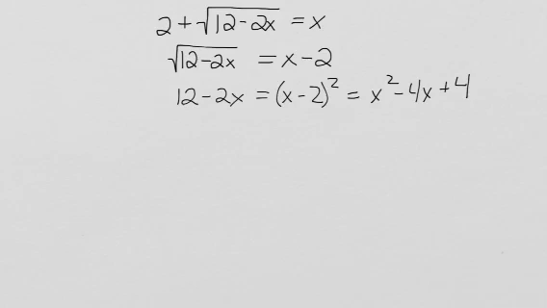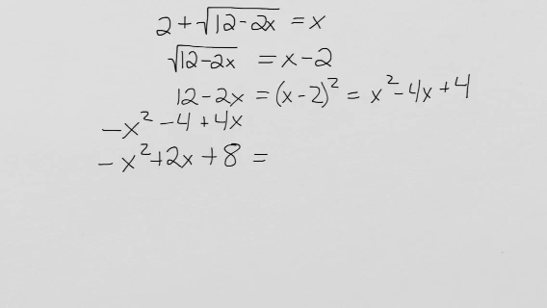So if we now see that that has an x squared term, an x term, and a constant term, we can see that we have a quadratic equation. So if we move all the terms to the left, we end up with negative x squared, and we're going to add 4x to both sides, so plus 4x, and then we're going to subtract 4 from both sides. So in doing so, we end up with negative x squared plus 2x plus 8, and that would be equal to 0 now.